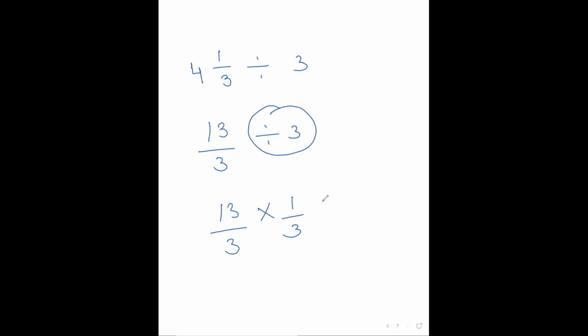Wait, we can't cancel them, right? No. That's why we're getting 13/9. That's the simplest form. Oh, I accidentally canceled both the threes, so I got confused. Right. Just remember that two people who are on the same floor, they are friends, they are neighbors, they cannot cancel each other. Okay.